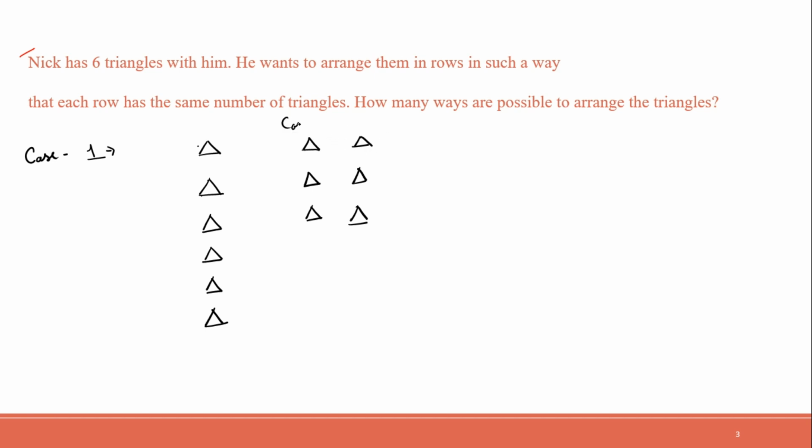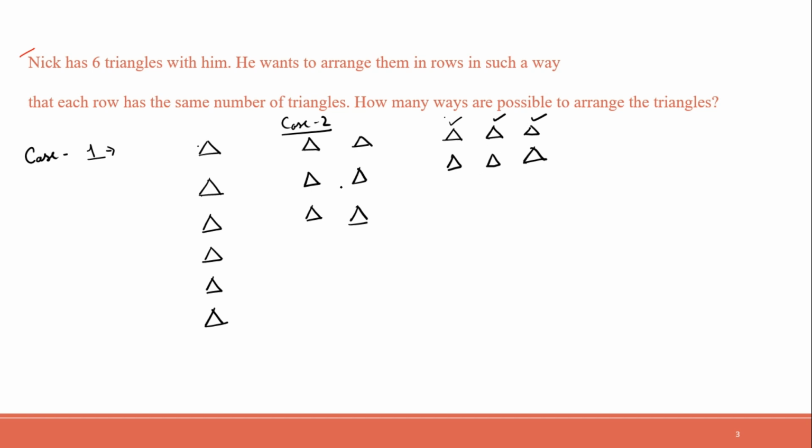This is case number 2. I want you guys to tell me how many other ways are possible. Just try. I hope you have thought about some situations, right? So now let's come to another one. This you might have figured out. What else I can do is this. Two triangles in a row, two triangles in the second row, and two triangles in the third row, right? So still I am having the same number of triangles in all the three rows.